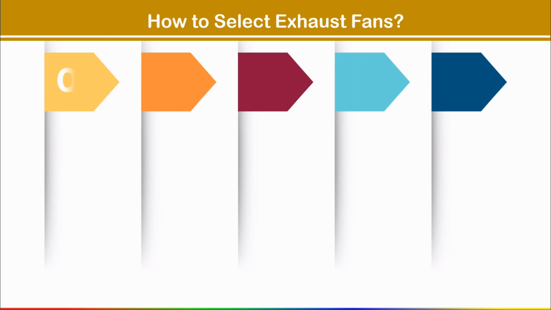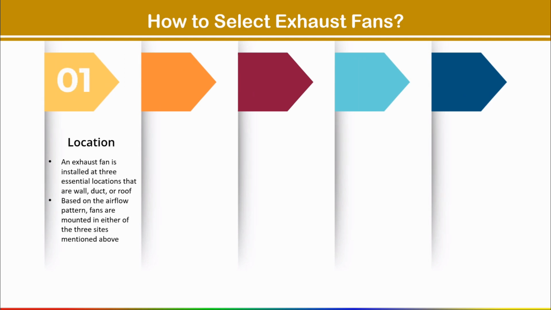Now see how to select an exhaust fan. The primary purpose of ventilation is to stay intact, that is, getting rid of foul air and moving in enough fresh air. So while selecting an exhaust fan, various parameters based upon the application need to be considered.